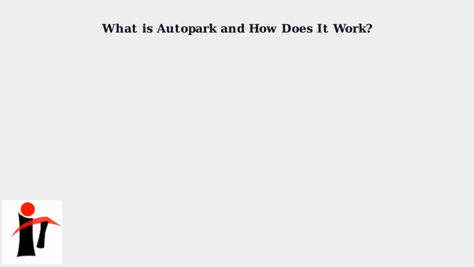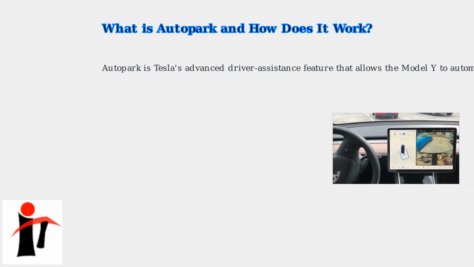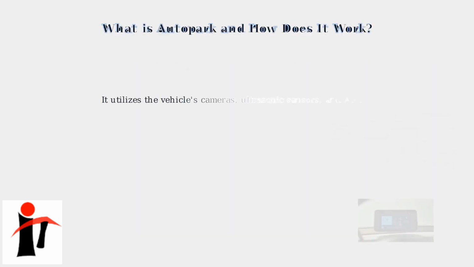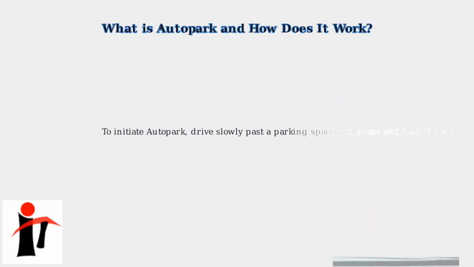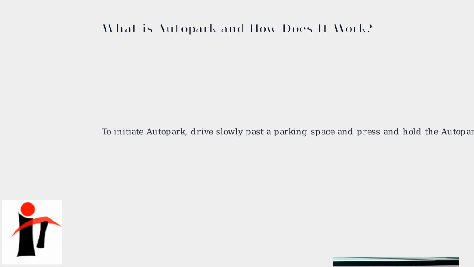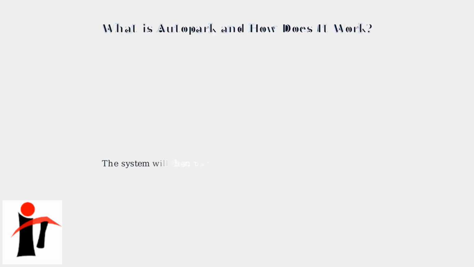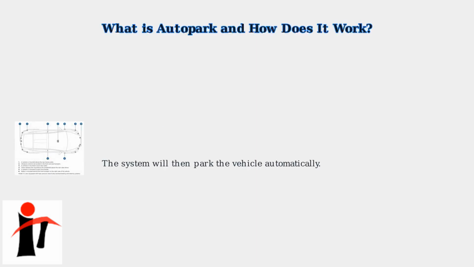Autopark is Tesla's advanced driver assistance feature that allows the Model Y to automatically perform parallel and perpendicular parking maneuvers. It utilizes the vehicle's cameras, ultrasonic sensors, and AI-driven software to detect parking spots, calculate the optimal path, and control steering, acceleration, and braking. To initiate Autopark, drive slowly past a parking space and press and hold the Autopark button on the touchscreen while supervising the process. The system will then park the vehicle automatically.